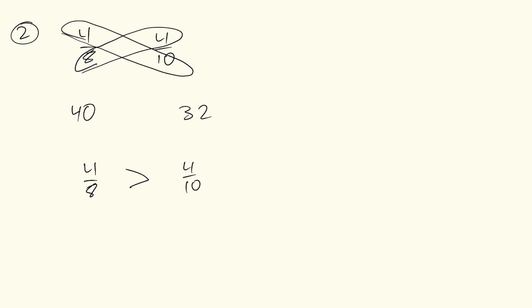And if we were to plug this into a calculator, 4 divided by 8 would give us 0.5 over here, and 4 divided by 10 would give us 0.4. So we know that to be true. Let's go to the next problem. Let's do 3 over 4 and 2 over 3.